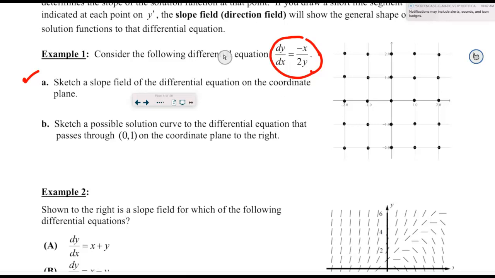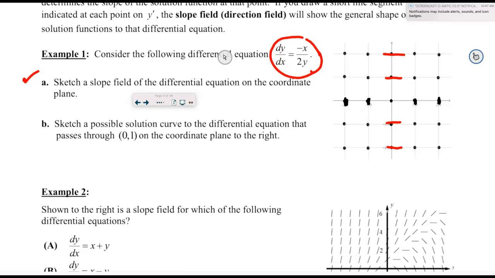I would put zeros everywhere x is 0. Boom, boom, boom, boom. Why am I not putting it at the center? It'd be undefined, correct? Anywhere where y is 0, I picture these little vertical guys like that. Okay? Then we're going to just start creating it.